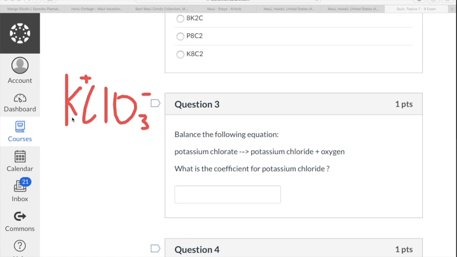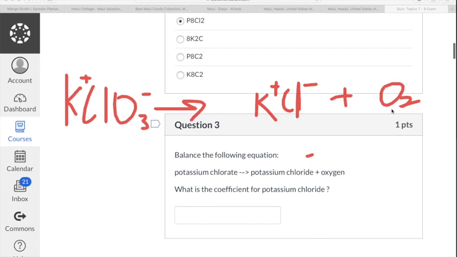It's all balanced. It's good to go, and that's going to yield some number of potassium chlorides. So potassium ide, remember, is just the element, so chlorine. So K, again, is a plus, and Cl is a minus, so that balances out. Plus some number of oxygens. And remember, oxygen is a diatomic gas, which means there's going to be 2 of them.